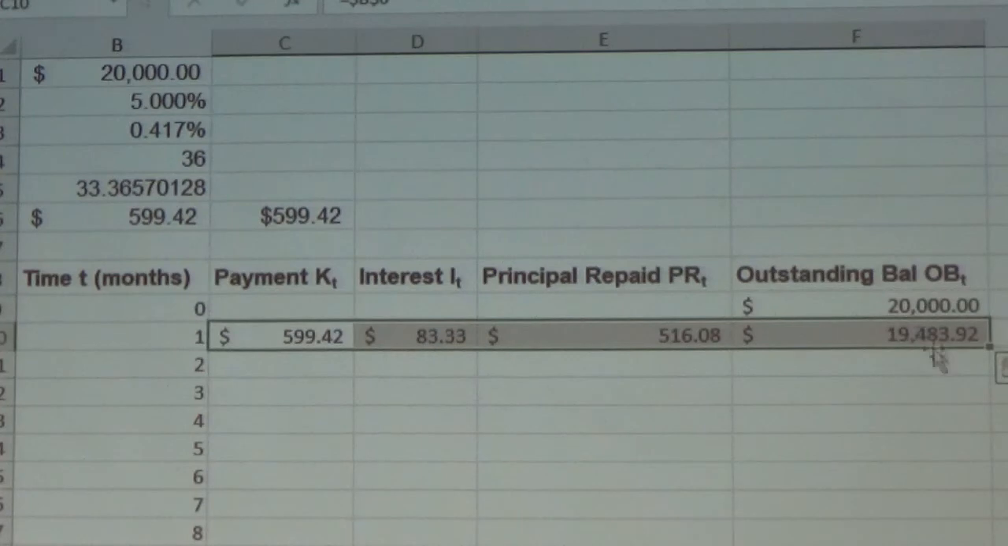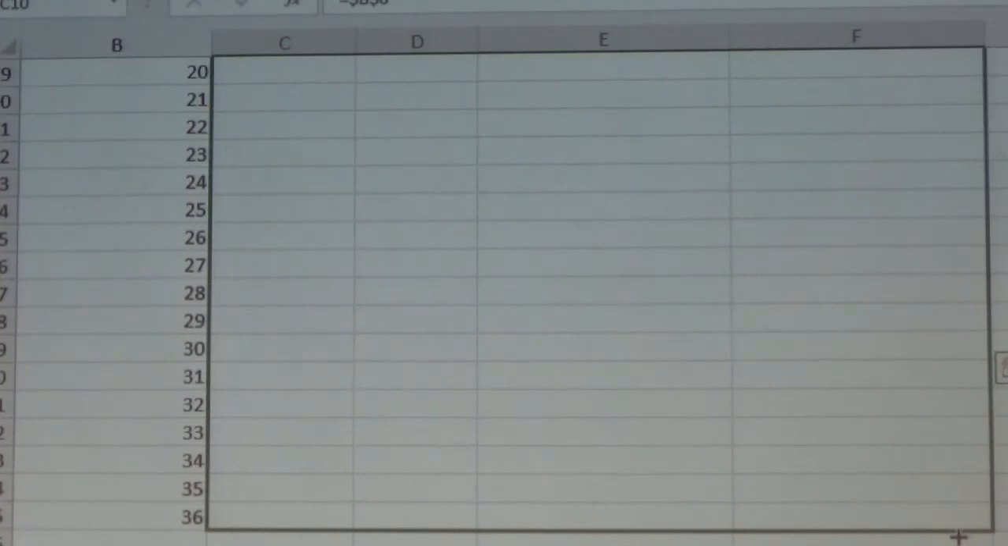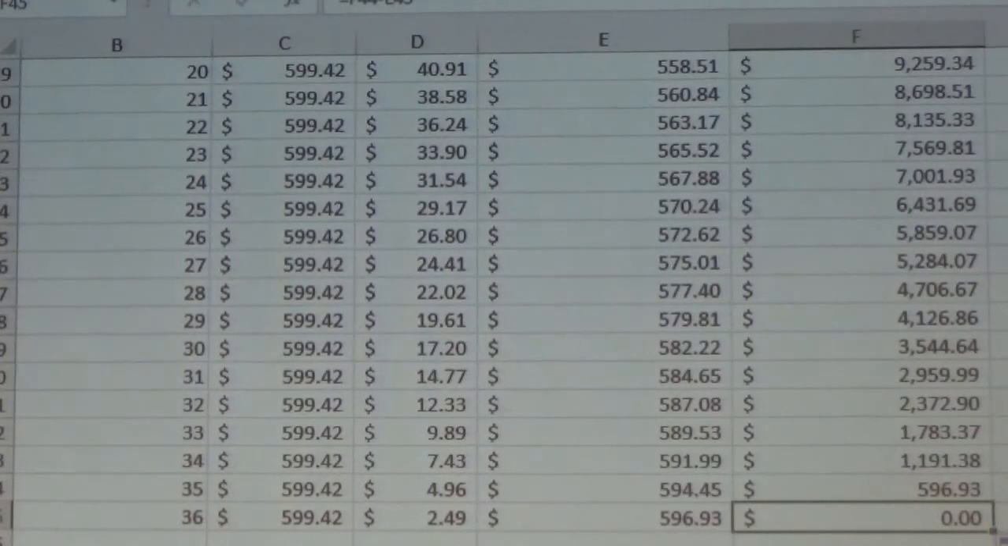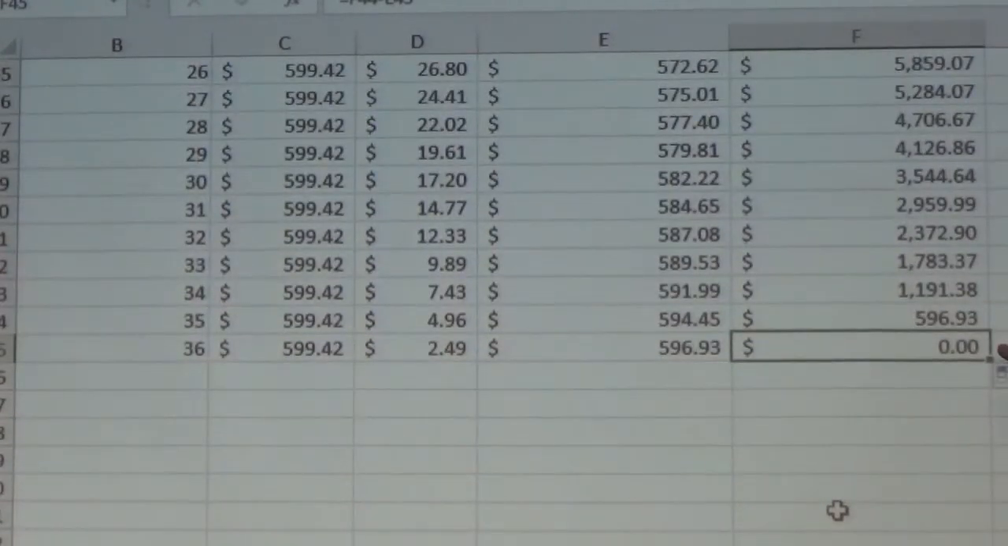And what should happen is at time 36, the outstanding balance at time 36 after the last payment should be very close to 0, if not 0. It might be slightly different than 0 from rounding issues, but I think probably the spreadsheet keeps the internal decimal expansions more than what you see here. There we go, and in fact, yes, it is coming out to be exactly 0 at the end.